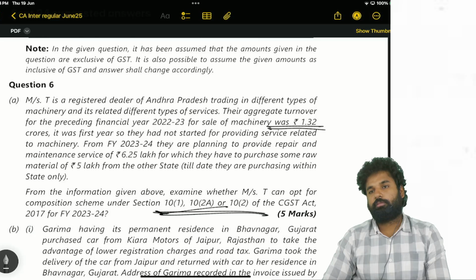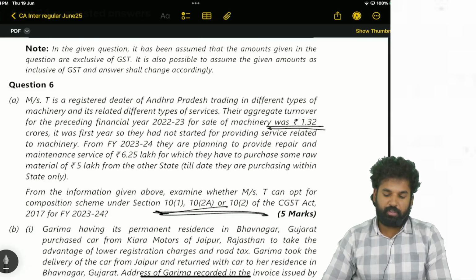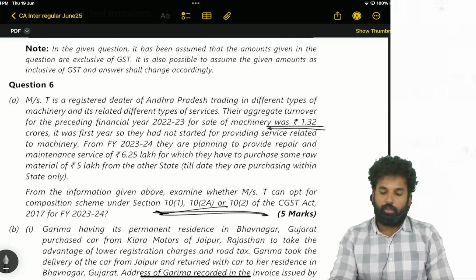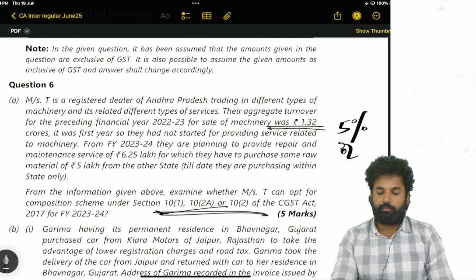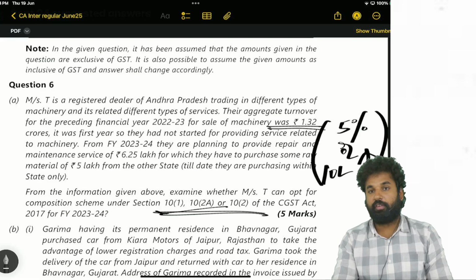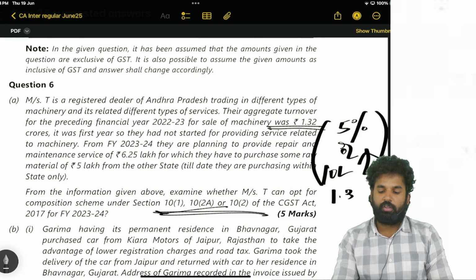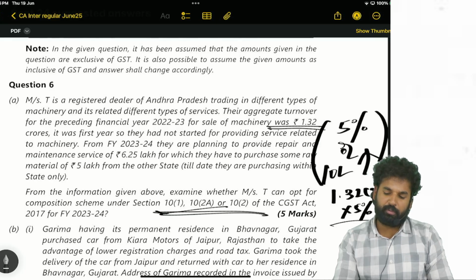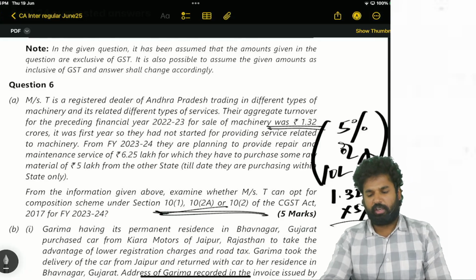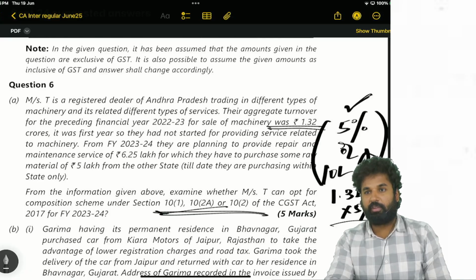Composition scheme for services or goods? See, 5% or 10 lakhs, whichever is higher, can be the services part. So last year's turnover is 1.32 crores into 5%. How much is it coming to? See, this limit is correct only. 5% is 10 lakhs or 10% is 5 lakhs. 10% is 5 lakhs, correct? See the limit once.